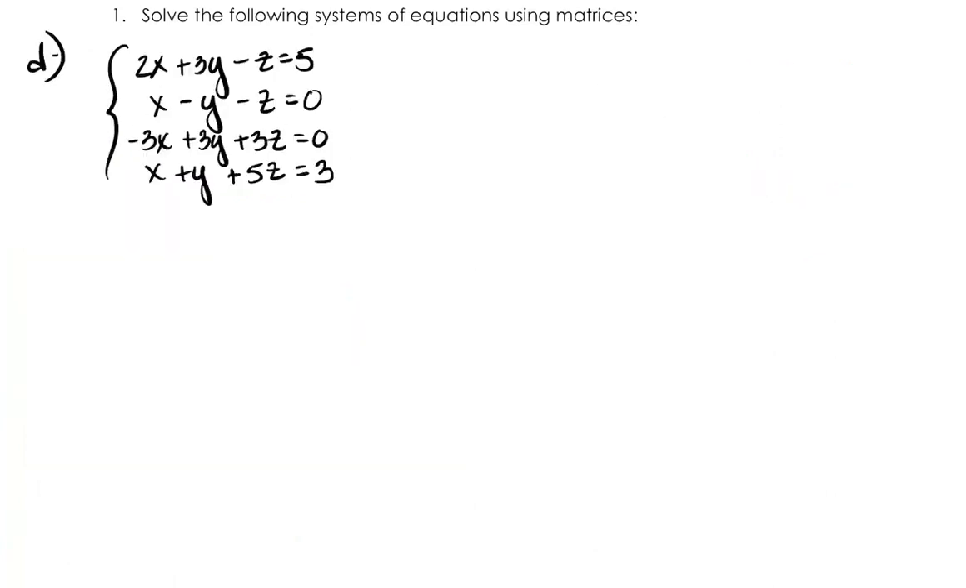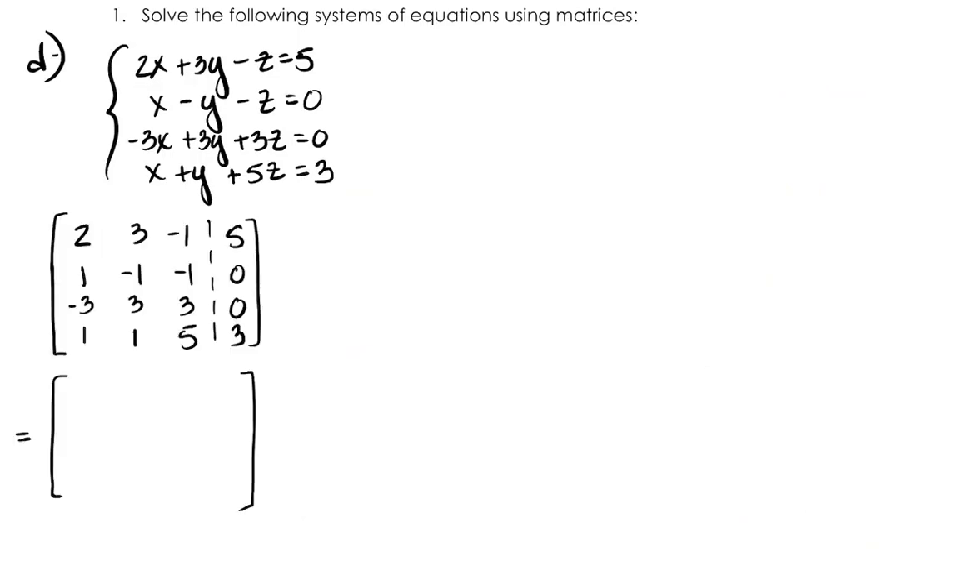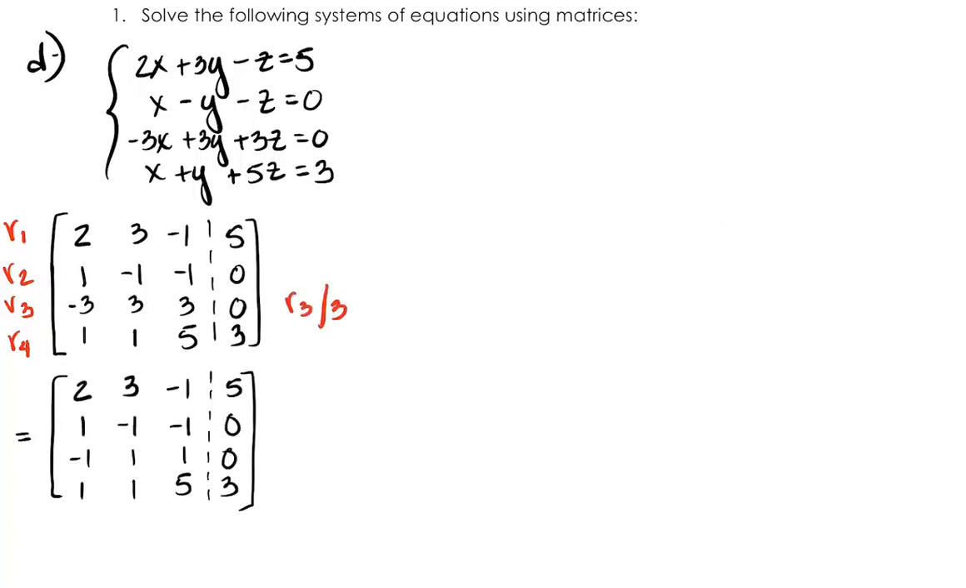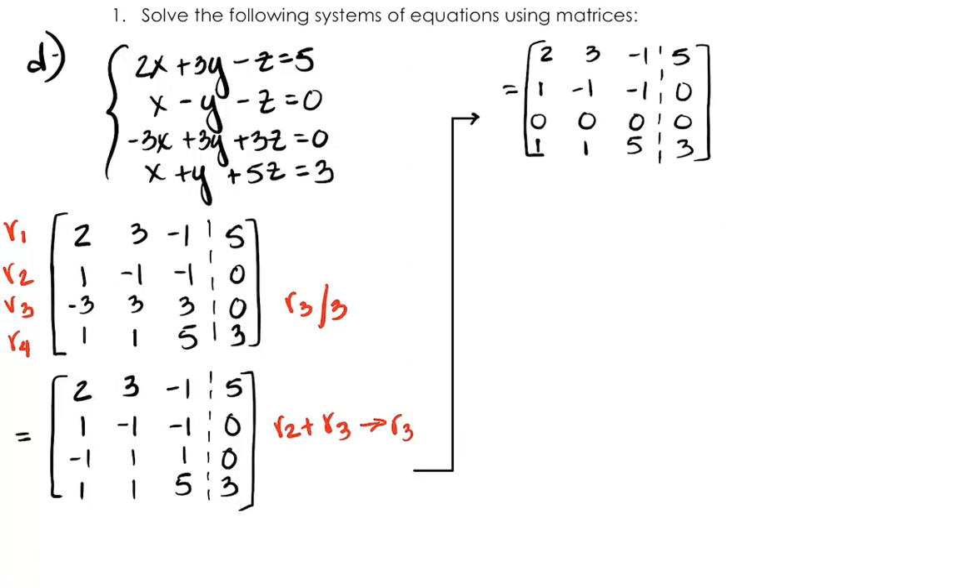In this case, we have 4 equations. First, we are going to create our matrix. Now we have row 1, row 2, row 3, and row 4. First, we are going to divide row 3 by 3 to make it simple. Now we are going to add row 2 and row 3, and we will get a new row 3. That way, we can eliminate row 3 since all the values will be 0. Since all the values in row 3 are 0, we can disregard this row.